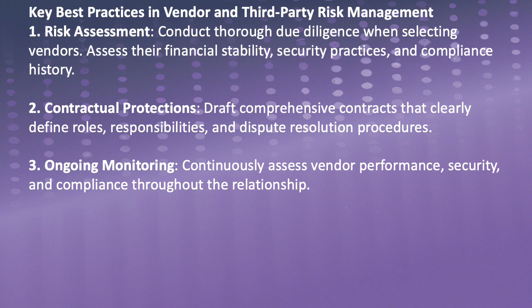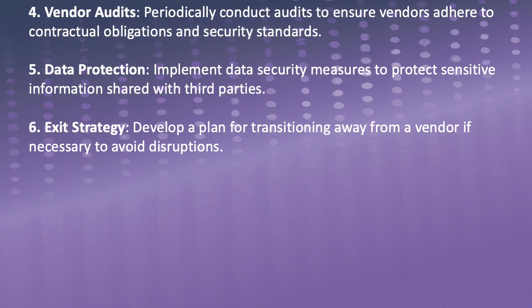3. Ongoing monitoring. Continuously assess vendor performance, security, and compliance throughout the relationship. 4. Vendor audits. Periodically conduct audits to ensure vendors adhere to contractual obligations and security standards. 5. Data protection. Implement data security measures to protect sensitive information shared with third parties. 6. Exit strategy. Develop a plan for transitioning away from a vendor if necessary to avoid disruptions.